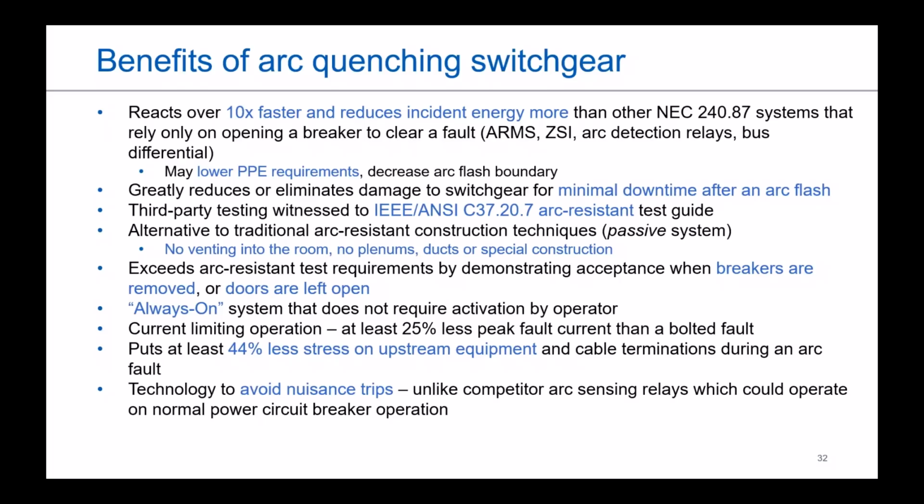So instead, we actually have to test to the arc resistant standard using an active component instead of the passive construction you would see for most systems. Hopefully, over the next couple of years, that'll evolve a little bit, and we'll be able to create a new standalone standard, similar to what's in the IEC world. Because in the IEC world, you can't qualify arc quenching as arc resistant. Those are two completely separate standards and requirements. So I'm hoping we'll eventually be able to do something similar, so we can show the true advantages of what an arc quenching system can do.